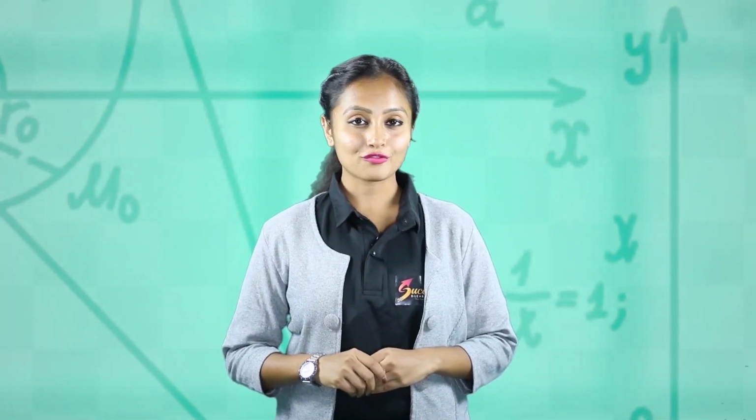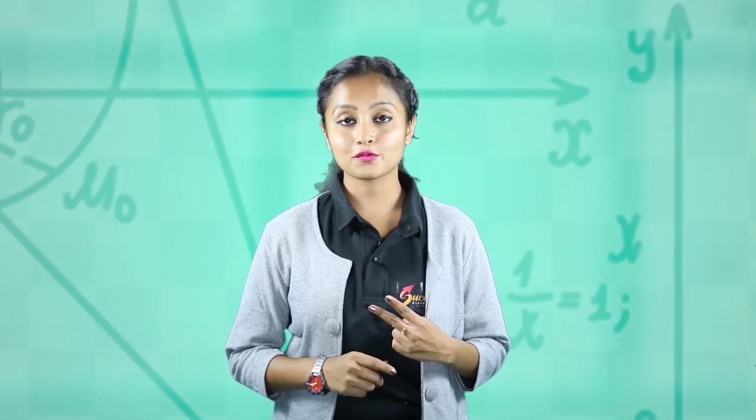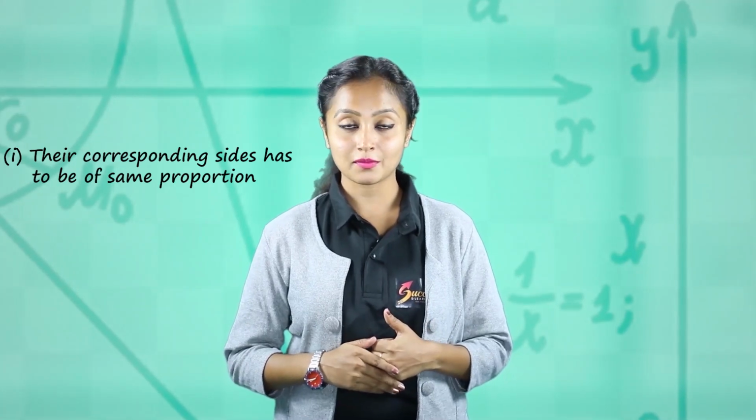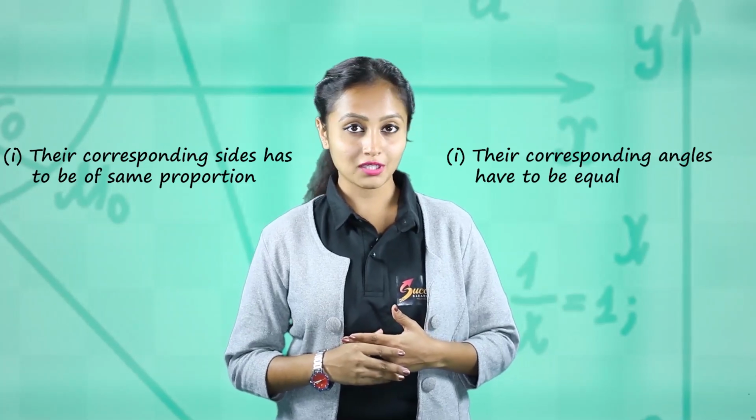Criteria for similarity of triangles. We have already discussed that there are two criteria for triangles to be similar. One, their corresponding sides have to be in the same proportion. Two, their corresponding angles have to be equal.